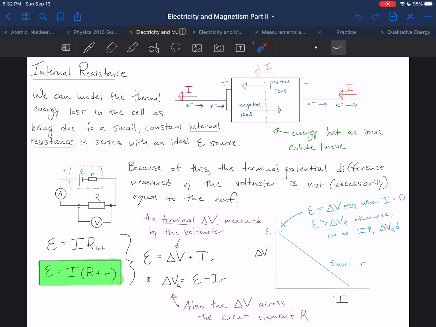Notice that if we graph delta V versus I, the y-intercept of that graph will be epsilon, our EMF, and the slope of this graph will be negative r. So if you graph delta V versus I for this particular setup, you can pretty straightforwardly read both the EMF and the internal resistance off the graph.